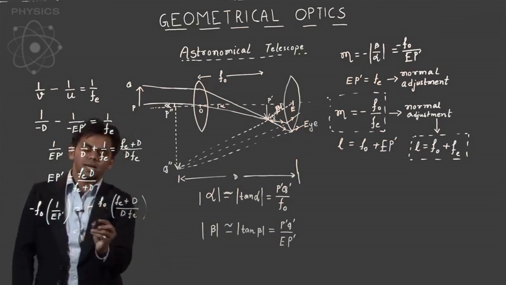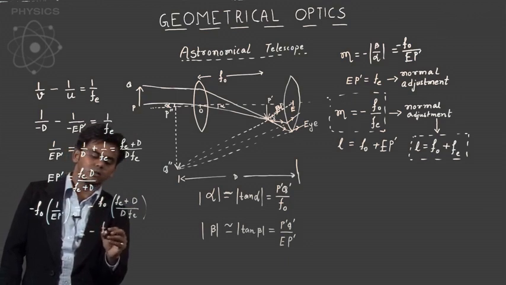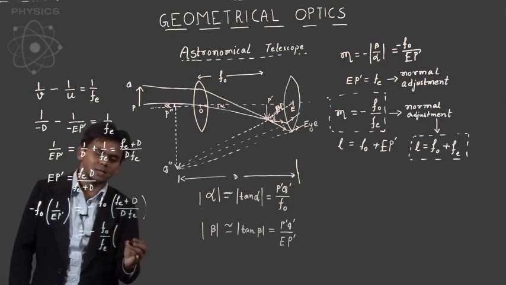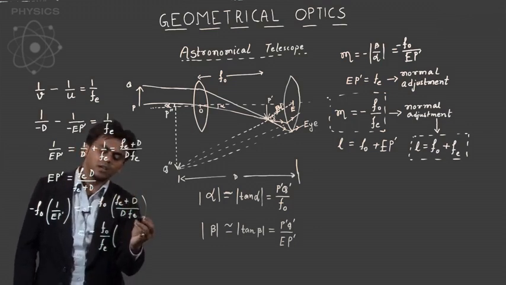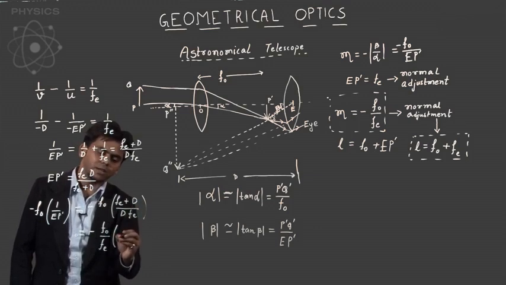Bring this F naught outside. What you'll get is minus F naught by FE, F subscript E essentially. When I say FE, F subscript E, focal length of the eyepiece. Now I have taken FE outside. Now D would be easily divided. D would be 1 plus.